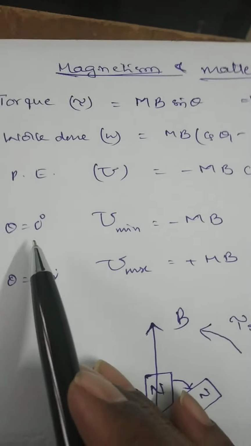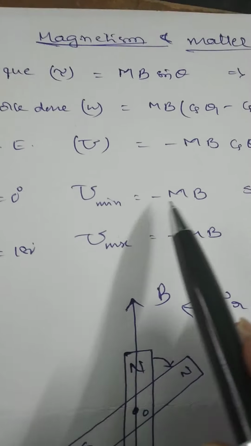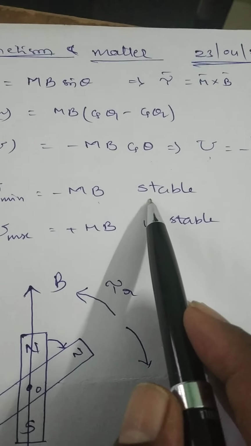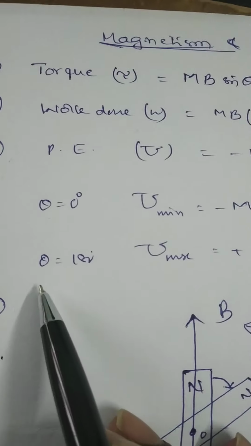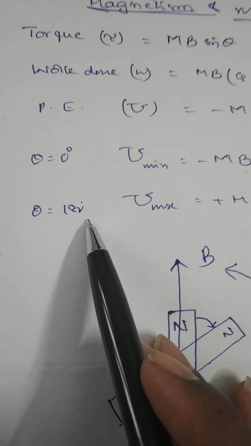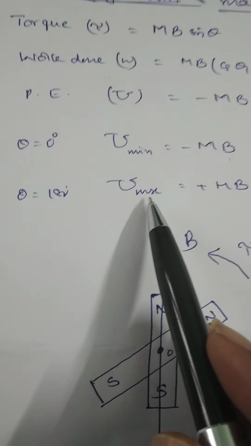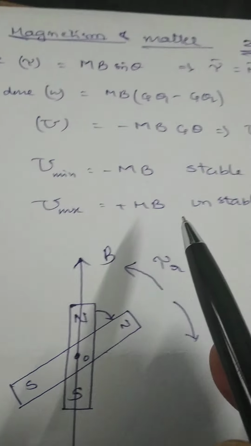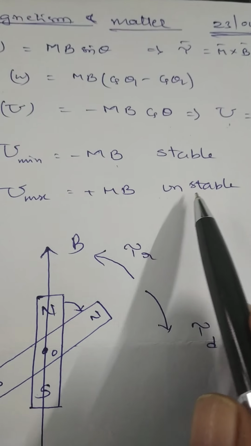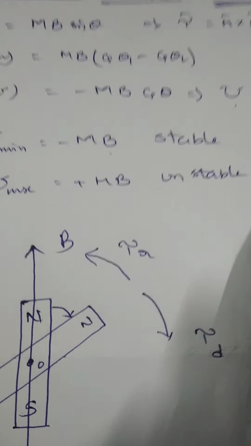Suppose if theta is 0, U is minimum, that should be equal to minus mB. This position is called stable equilibrium. And if theta is equal to 180 degrees, potential energy will be maximum, that is equivalent to plus mB, and this situation or position is called unstable equilibrium. Right.